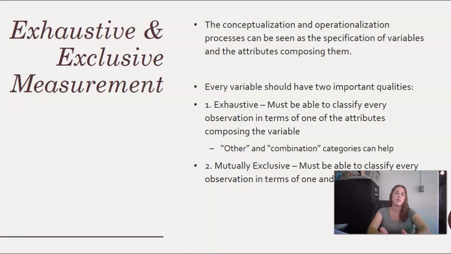This is what we mean by mutually exclusive. They can't overlap. So for example, if we're looking at criminal sentences and we have fines, prison, probation, other, what happens to the people that have both prison and a fine? So they were sentenced to both. We need to classify our measurement, our variable, our attributes to make sure that this person is not counted twice.